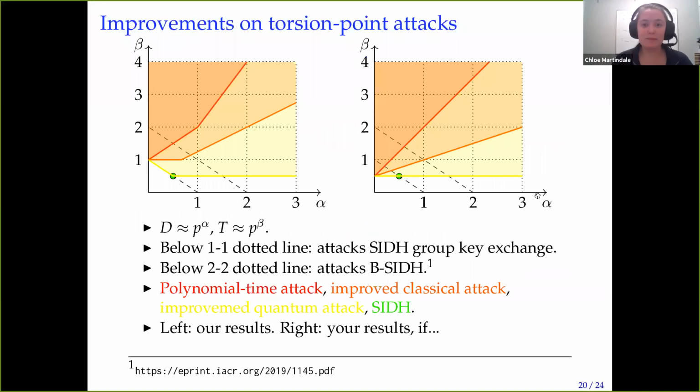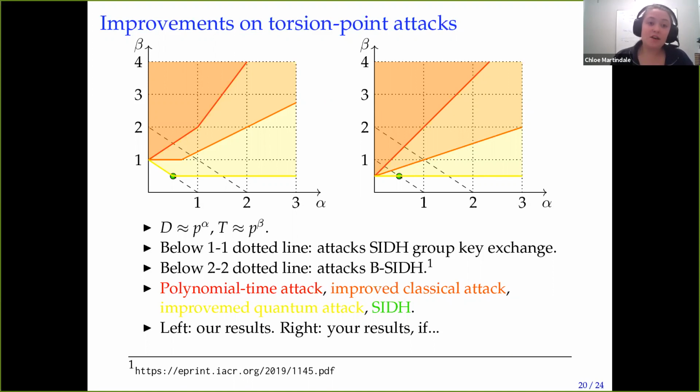So here's a little picture of our attacks. On the left-hand side, that's our actual results. Here, the bottom axis, the alpha axis, is talking about the size of Alice's isogeny, and the beta axis is talking about the size of Bob's isogeny.